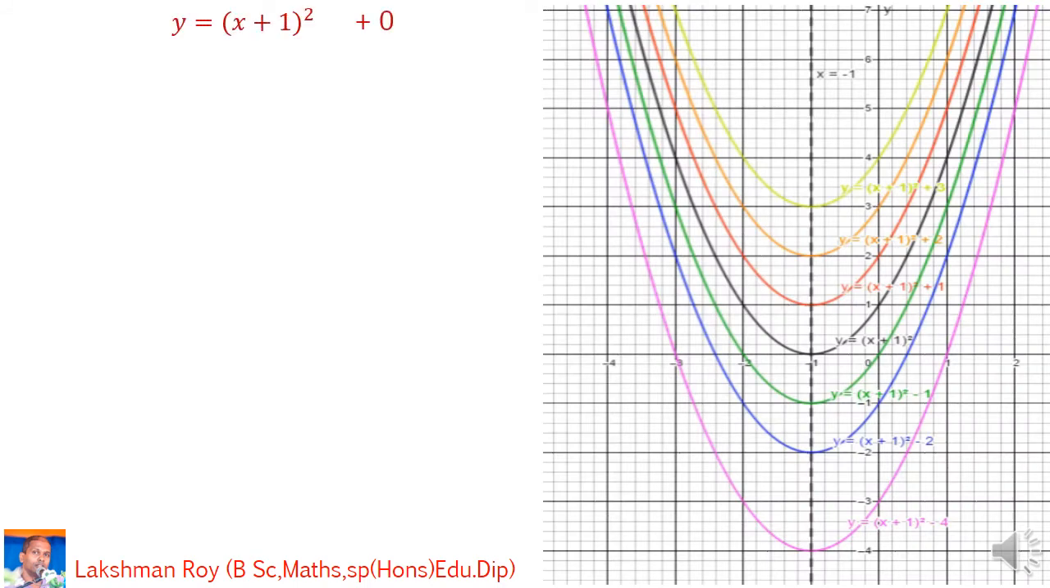Right, students, let's see what happens if this graph y equals (x plus 1) squared plus 2 is translated. Now you can see in the square part, the term inside the square, x plus 1, that is the equation of the axis of symmetry. This can be found by making it equal to 0.